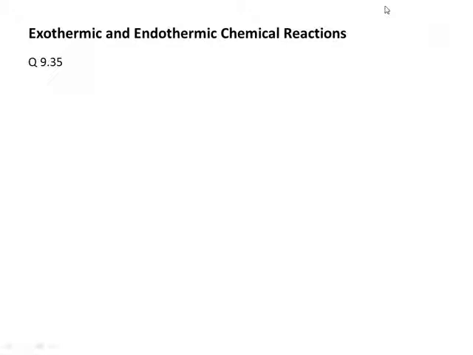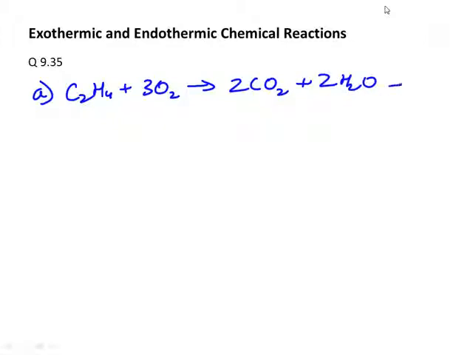So let's analyze question number 35, which basically asks us to categorize these reactions as endothermic or exothermic. Now, again, a very quick hint: if heat was produced, it's exothermic. If heat was used, it's endothermic. So if you look at the first reaction, C2H4 plus 3 oxygen gives 2 CO2 plus 2 H2O plus heat. Heat was on the product side of the equation. It was made as a result of this reaction. So this reaction is therefore exothermic.